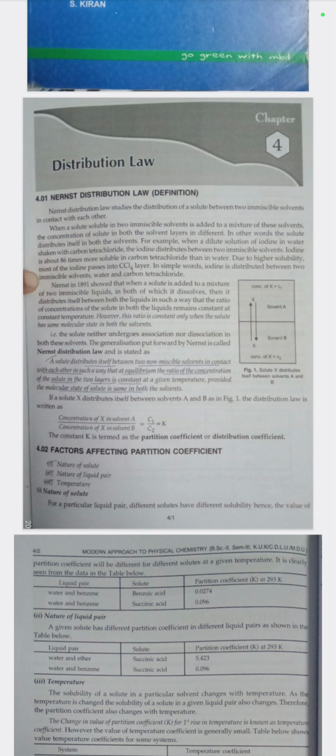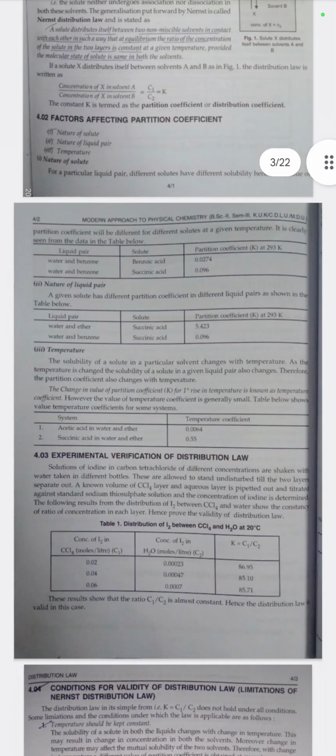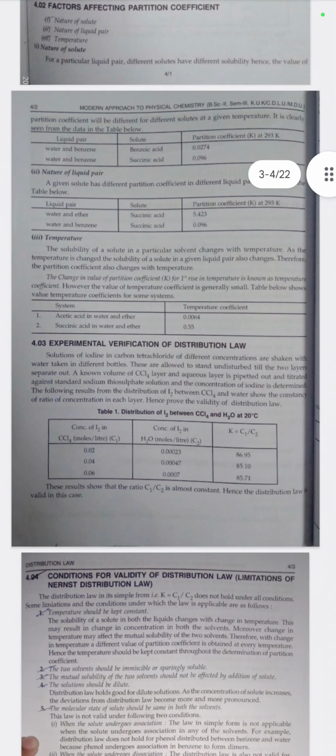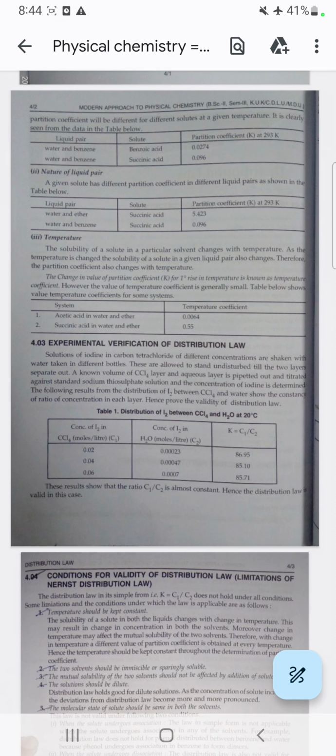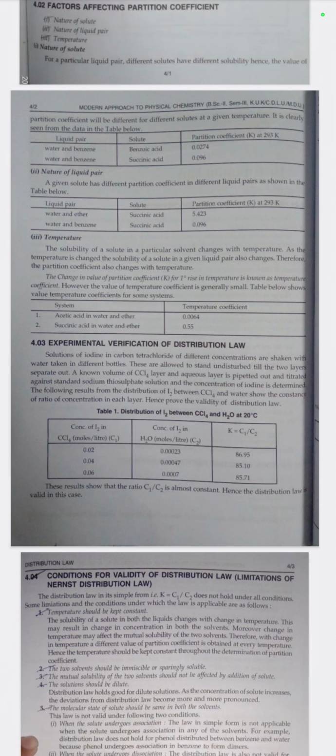Nature of solute. For a particular liquid pair, different solutes have different solubility, hence the value of partition coefficient will be different for different solutes at a given temperature. It is clearly seen from the data in the table below. Second is nature of liquid pair. A given solute has different partition coefficient in different liquid pairs as shown in the table given below.